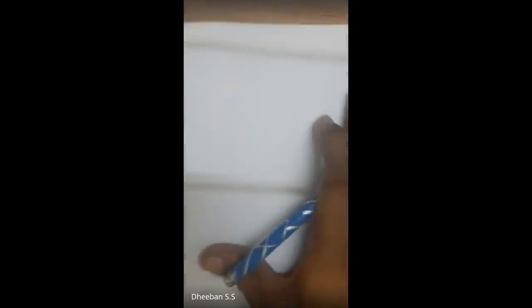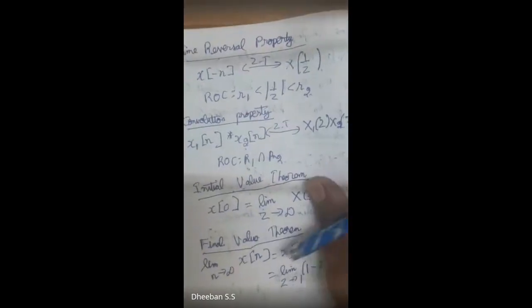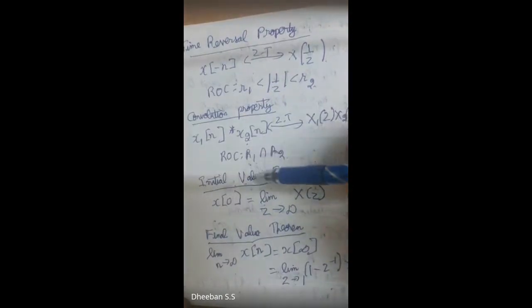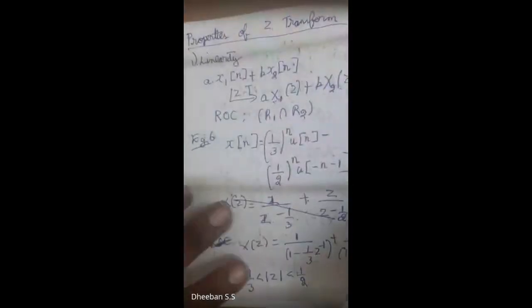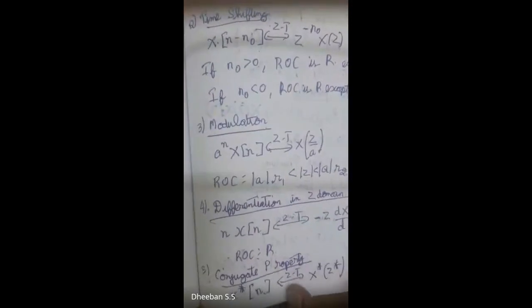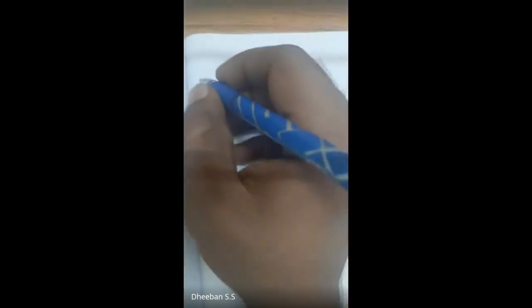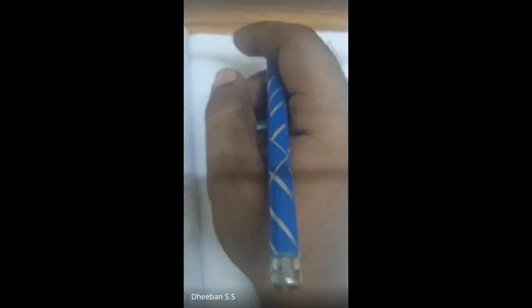In last class we have seen the properties. We have covered the properties related to the Z transform: the time reversal property, convolution property, initial value theorem, final value theorem, followed by linearity, time shifting property, modulation, differentiation in the Z domain, then conjugate properties. These are the things we covered in the last class regarding the properties. In this class, today we will be covering example problems.